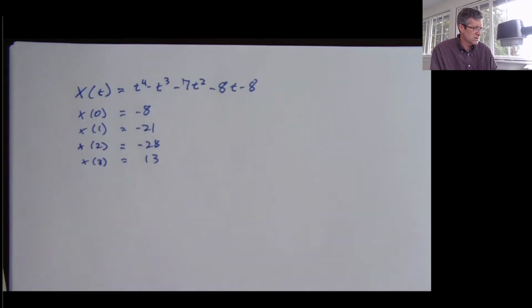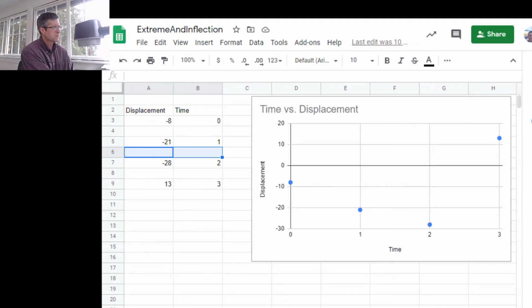Let's start to take a look at what this kind of looks like. So we can switch to a graph. I can plot these 4 points on a graph, and we get something that kind of looks like this. But it's hard to pick out, right? So what's happening here at 2 seconds? Is that the bottom? I don't know. So we can use calculus to figure out how low it goes. So what is the bottom point?